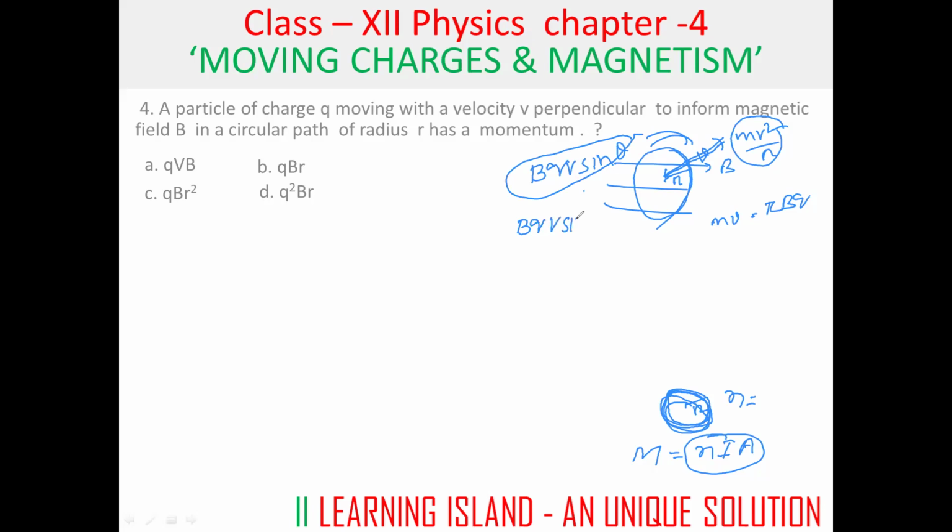BQV sine theta equal to mv square by r. So here, if we put the angle 90 degree, because in this case it is 90 degree perpendicular, it will be BQV sine 90 degree equal to mv into v by r. One v will get cancelled, sine 90 is 1, so BQ equal to mv by r. For the momentum, if I make it mv whole square, I should divide it by m.